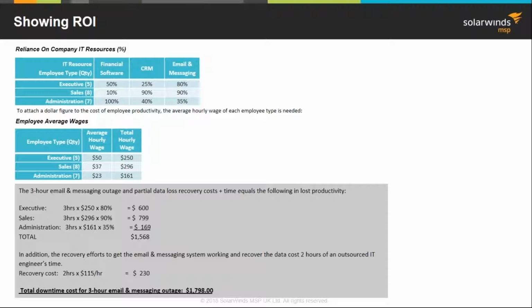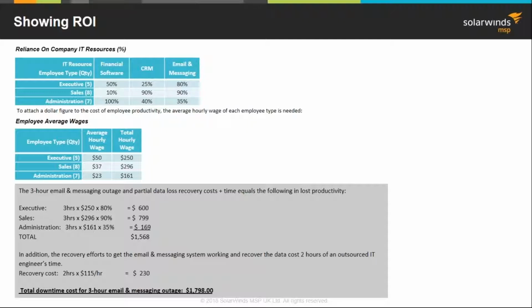You have no agent sitting in the environment, so you're going to drive on site. It's going to take time for you to drive there, and you're going to have a 2-hour bill at $115 an hour, which is going to cost them $230. In the mindset of a business owner, their cost to remediate that 3-hour outage was $230. However, the real cost to the business was $1,800.